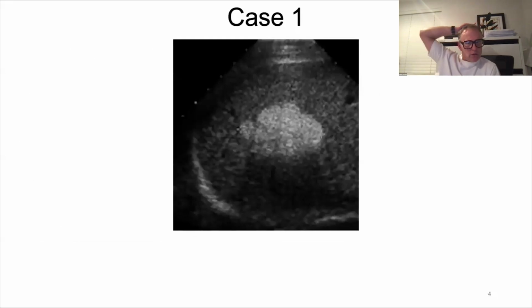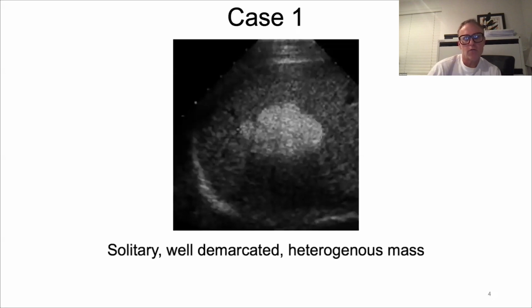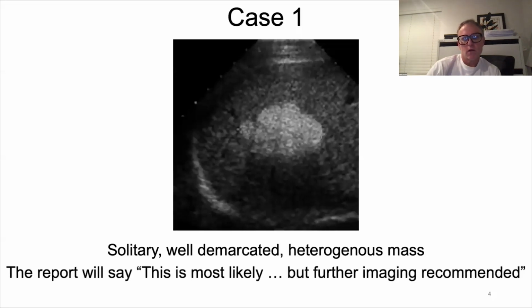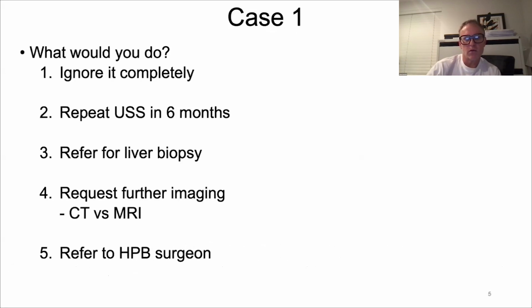The ultrasound scan, as can be seen here, shows a hyperechoic, that means increased density, white lesion sitting within the liver. It's solitary, well demarcated, and said to be a heterogeneous mass. The report will say something like, this is most likely, but then they go on to say further imaging is recommended. The question is, what do you do? Do you ignore this, because as I said, they're so common? Do you repeat the ultrasound scan in 6 months to see if it's changed? Refer for a liver biopsy? Request imaging by cross-section, either CT or MR? Granted, MR is difficult to get from the primary sector. Or do you refer to a surgeon? Hopefully, we've got sufficient access that you can request further imaging, which would be the standard.